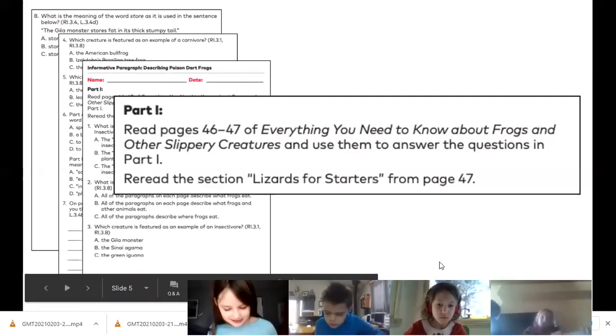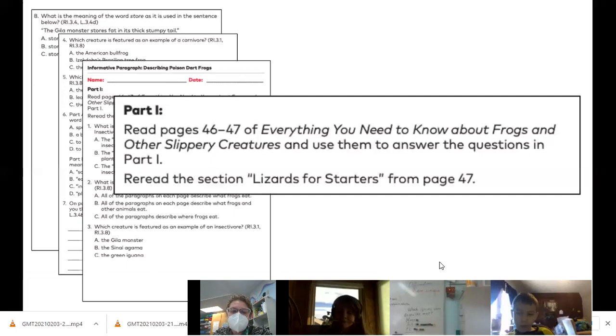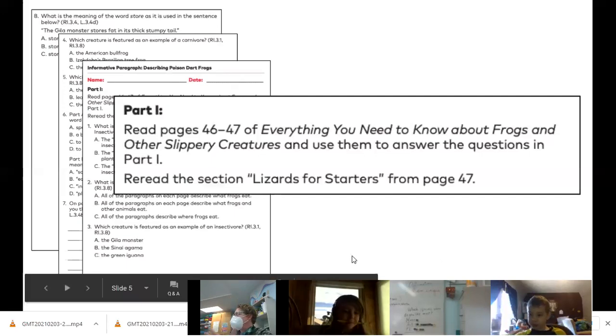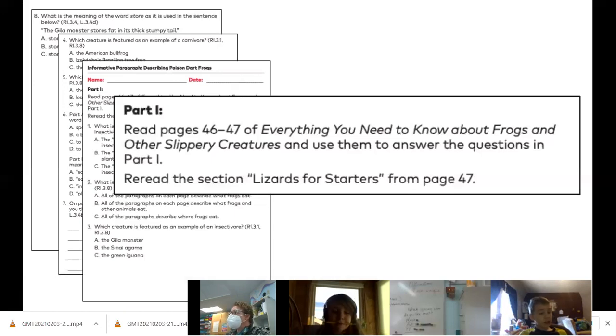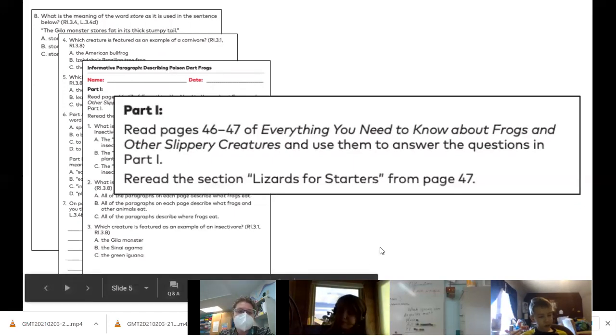All right, so on page 46 and 47, you are going to read carefully. Remember, you're going to read for the gist. You're going to read each section carefully. Do not answer the questions until you are completely done reading. Then you're going to go back to the text, read the questions, and go back to the text because they tell you where to find your answers.